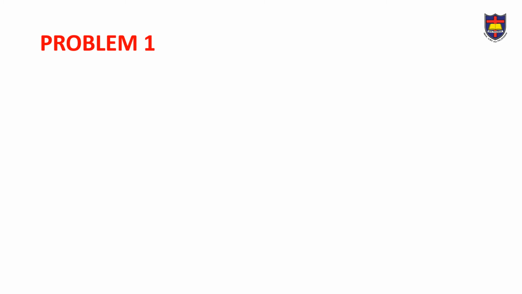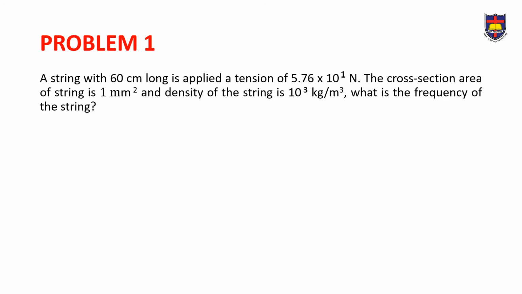Okay, to understand more about Mersenne's law, let's solve some problems. Problem 1. A string 60 cm long is applied a tension of 5.76 times 10 newtons. The cross-section area of the string is 1 mm squared and the density of the string is 10 to the power of 3 kg per meter cube. So the question is, what is the frequency of the string?